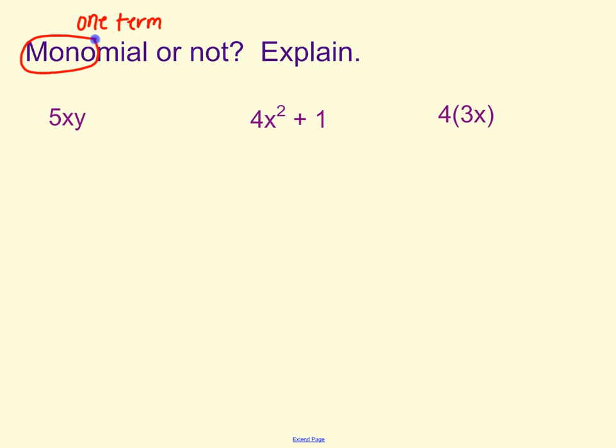Now, what exactly is a term? That's where it gets a little bit fuzzy till we kind of have it straight. Terms are separated with plus or minus signs. So I'm going to jump to this middle example right here. Do you see how there is a plus sign? We have 4x squared plus 1. So that plus is separating out different terms. Here's one term, here's a second term. So this one is not a monomial.